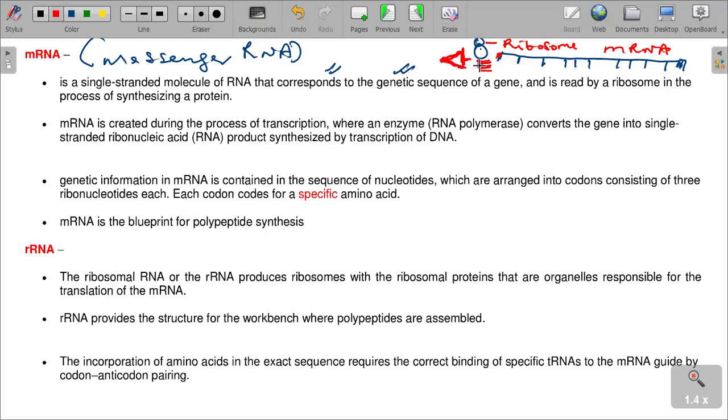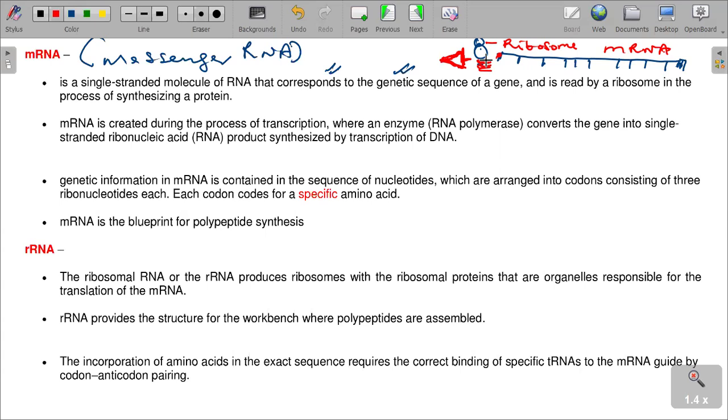As it passes here, the codons which are found on the mRNA are read one by one in order to relate the mRNA to the transfer RNA. So therefore, the process of protein synthesis can take place.